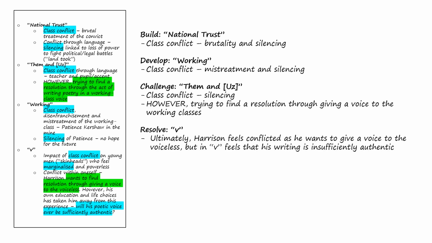So I'm going to start my resolve paragraph by saying that ultimately Harrison does feel conflicted as he wants to give a voice to the voiceless, but he feels that his writing is insufficiently authentic. So I'm drawing both lines of argument together here and finding that middle ground between them, and then going back to the main argument to show that actually it's this class conflict that dominates.